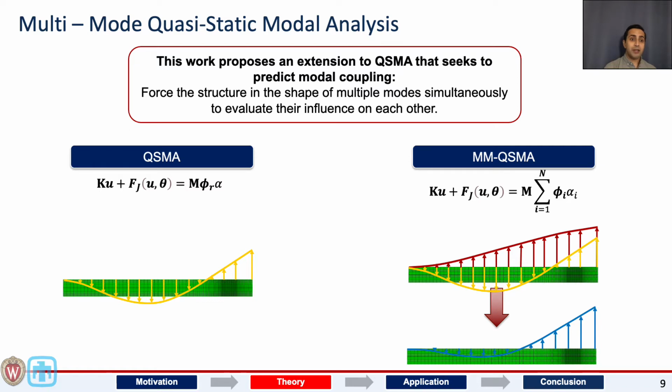QSMA is governed by the equation of motion shown on our left, where we excite the structure in the shape of one mode. Here, the shape is mode 2. For multi-mode QSMA, we simply change this by exciting the structure in the shape of multiple modes, where red is mode 1 and yellow is mode 2, and we sum them to get our blue forcing curve.